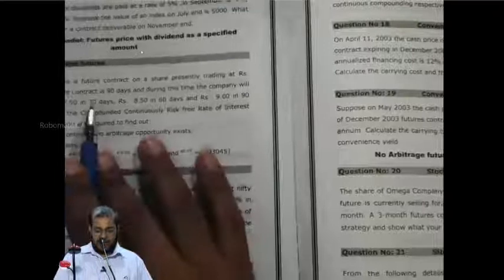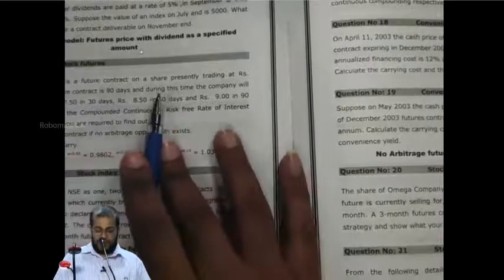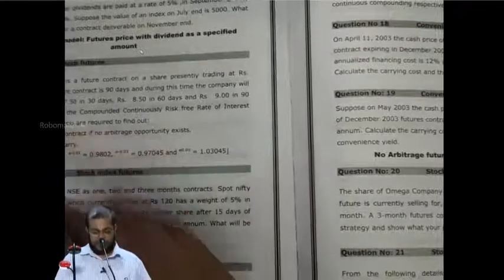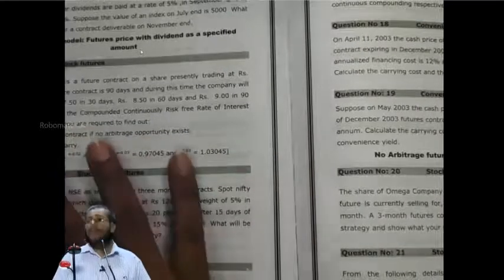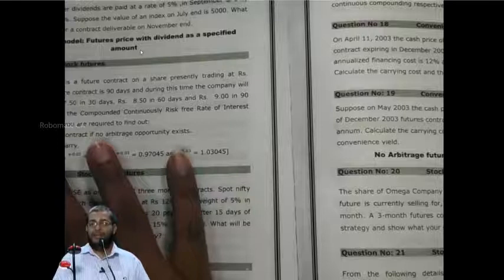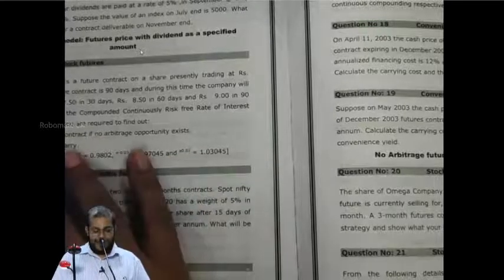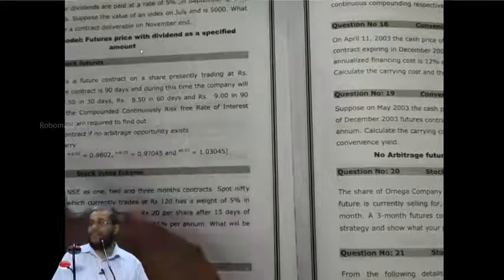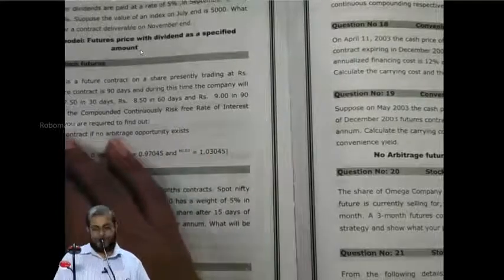Suppose that there is a futures contract on a share presently trading at rupees 1,000. What is trading at 1,000? Suppose there's a futures contract on a share presently trading at 1,000. The share is trading at 1,000.